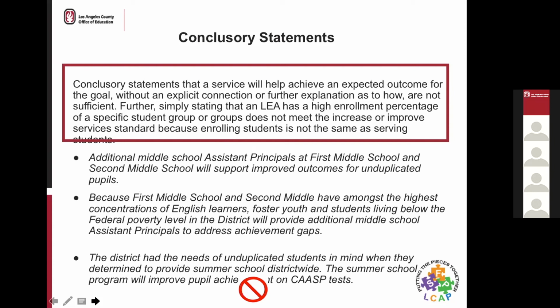You may have noticed also on the slide with the instructions for this section that the instructions note 2 types of descriptions that are not sufficient. The red box includes this part of the instructions. Conclusory statements claim an outcome will occur without explaining what will occur that will cause an outcome. While it makes sense that a conclusory statement draws unfounded conclusions, this has been added to the instructions for clarity in the new template. Additionally, just stating that an LEA has a high unduplicated enrollment percentage does not explain how services are principally directed and effective for a specific unduplicated pupil group. Next slide, please.